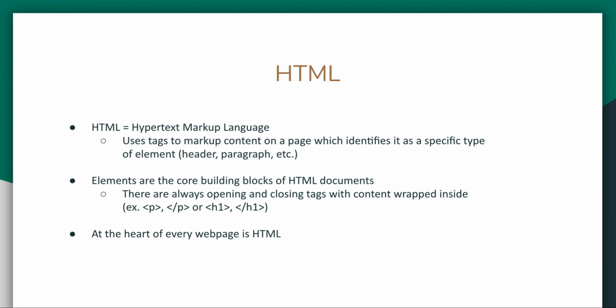Okay, so now let's get into a little bit about the languages that are used to construct these websites. HTML stands for Hypertext Markup Language. This means that you use tags to mark up content on a page, which identifies it as a specific type of element. Examples of elements are headers or paragraphs. So we're just distinguishing between different types of content on a page. And we use these tags that we see down here with these arrows pointing to the left and the right. This is a tag for a paragraph element. This is a tag for a header element.